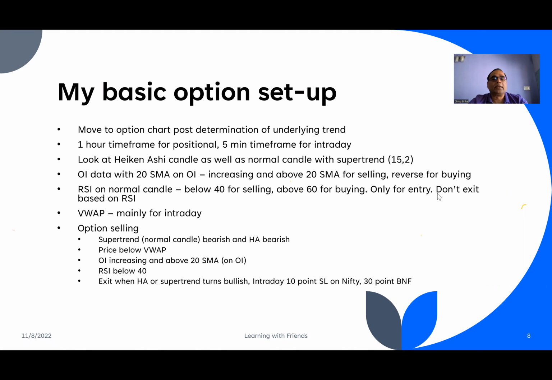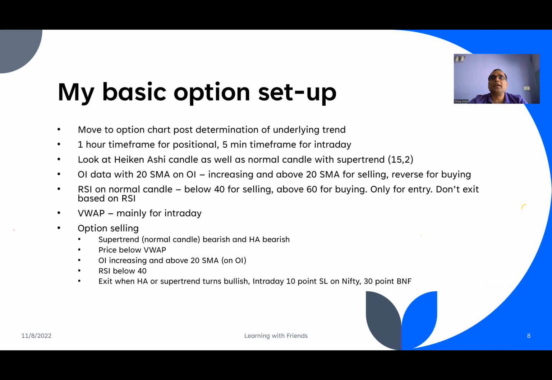Okay. Great. So that is the first thing I look at, which is bullet number 3. The second thing I look at is the OI data. On OI, I apply a 20 period simple moving average. And I will come to that setting. The third thing I look at is RSI. And when I look at RSI, I don't apply RSI on the Heiken Ashi candle. I flip to the normal candle and look at the RSI value, because Heiken Ashi itself is a little bit lagging.